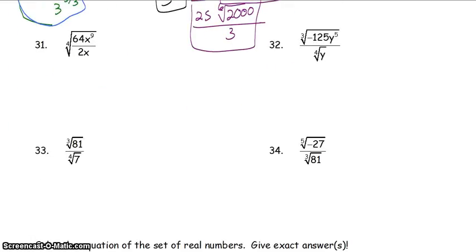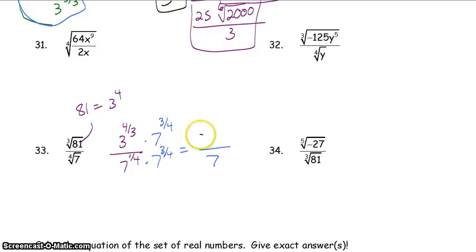33 is very similar, actually. We can rewrite this and break this down. 81 is the same thing as 3 to the 4th. So this turns into 3 to the 4/3 all over 7 to the 1/4. Now the problem is we can't have that on the bottom. We can't have a radical on the bottom. So I need to multiply the top and the bottom by 7 to the 3/4, because that is what will give us 4/4, and then a full 7 on the bottom. So 7 to the 3/4 here. And now we can rationalize the denominator, so that's a 7. And now we just have 3 to the 4/3 times 7 to the 3/4.